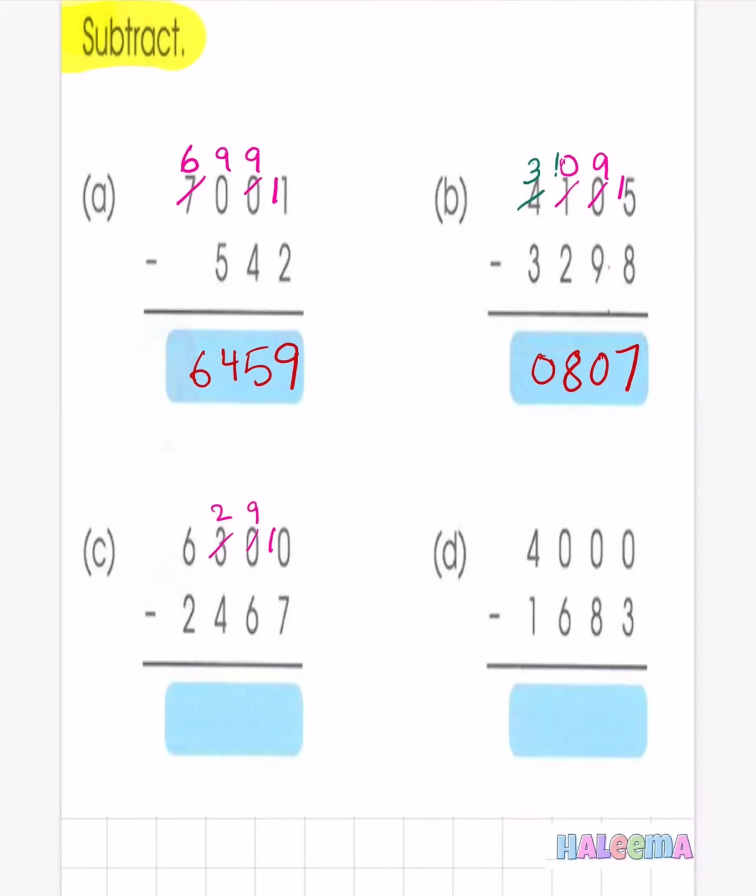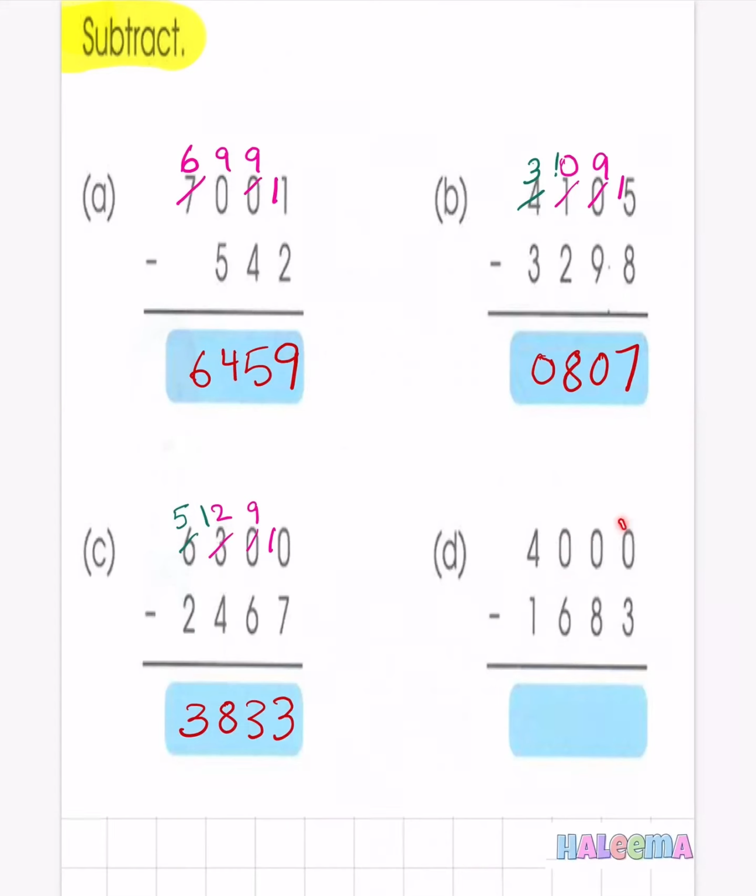Okay? 10 minus 7 is 3. 9 minus 6 is 3. 2 minus 4 is not possible. We're going to borrow it from 6. 6 will become 5, and 2 will become 12, right? So 12 minus 4 is 8, and 5 minus 2 is 3, right? This is it. God, look at these zeros. So many of them.